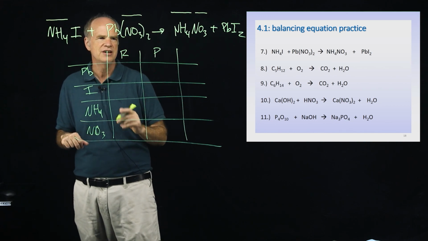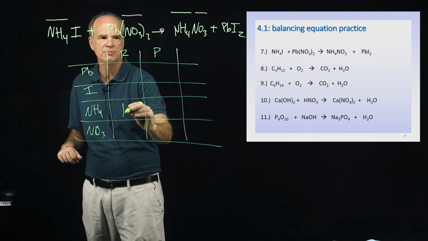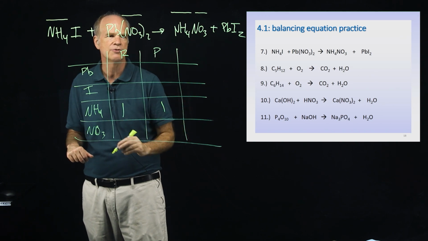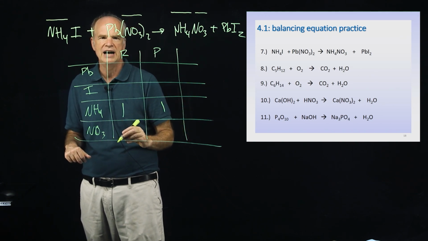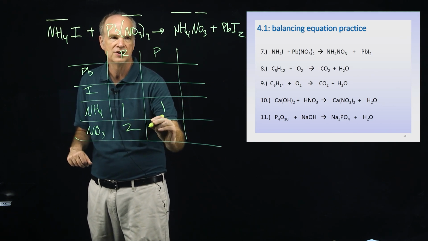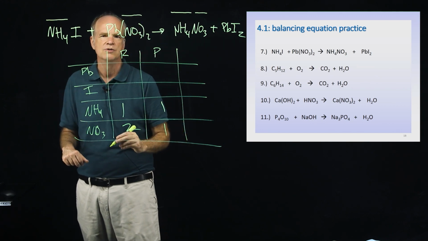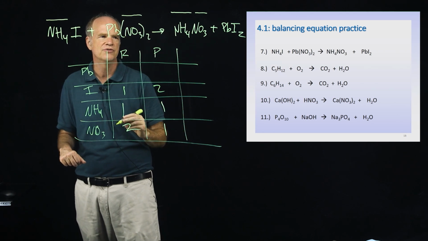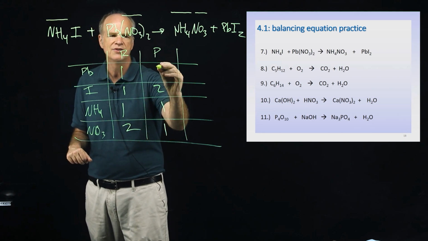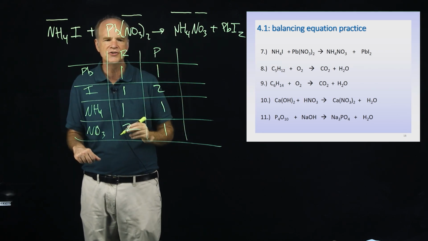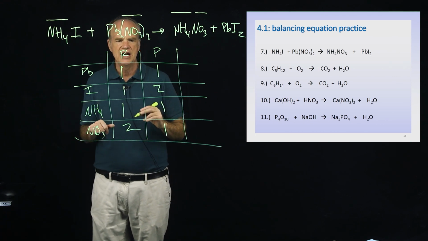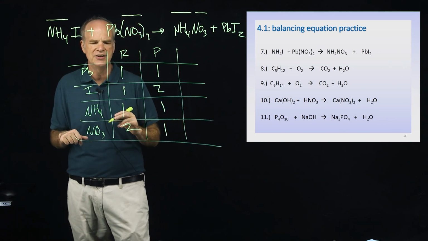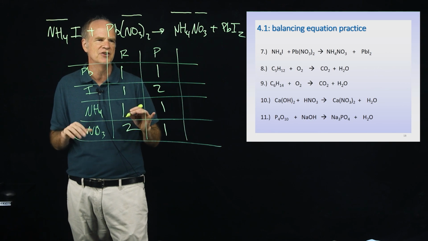But before I do, let's count ions. We have one ammonium on the left, the reactant side, and one on the right. With nitrate, we have two on the left, one on the right. With iodine, we have one on the left, two on the right. And with lead, we have one on the left, one on the right. So so far, everything is balanced except for the iodines and the nitrates. Let's balance the nitrates first.